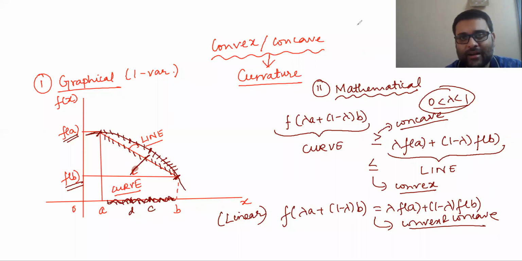Now, quite clearly, if we have strict inequality, then it will be strictly convex and strictly concave. So strictly concave here and strictly convex here. Okay. So this is the mathematical definition.